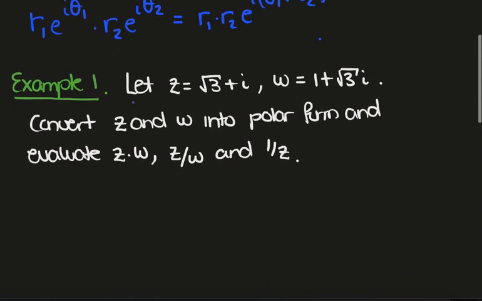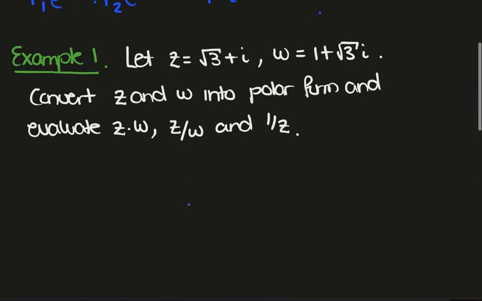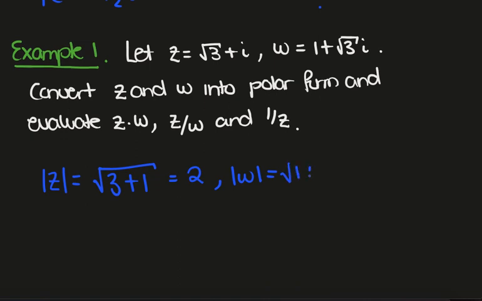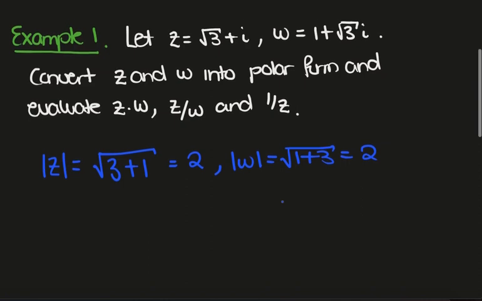So here we have z given as root 3 plus i and w as 1 plus root 3i. So let's convert them to polar form. The modulus of z is the square root of 3 plus 1, which is 2, and the modulus of w is the square root of 1 plus 3, which is also 2.